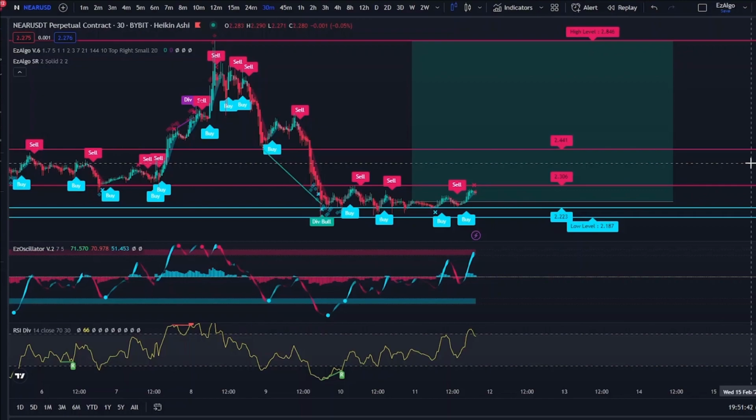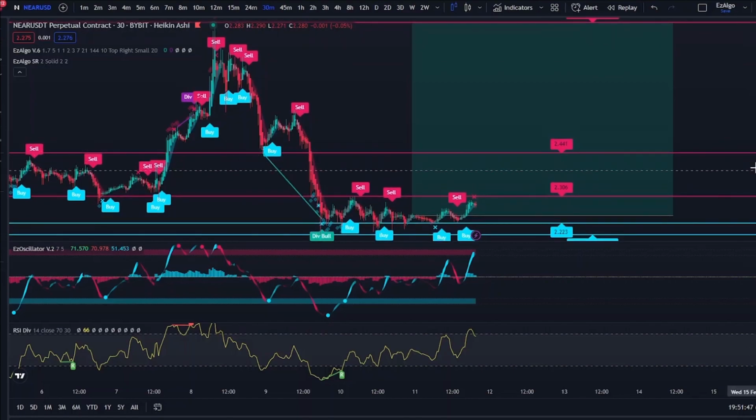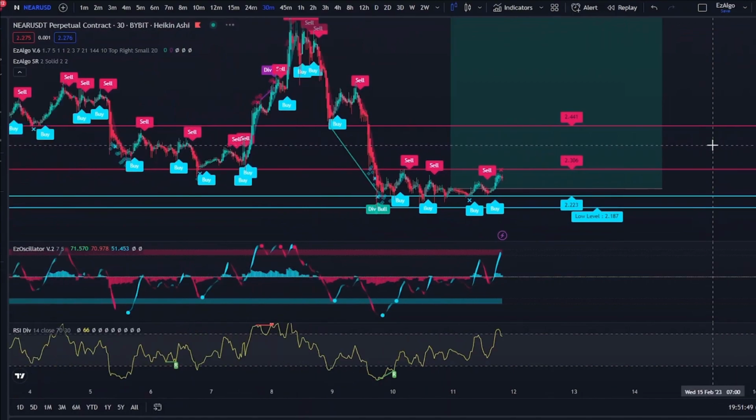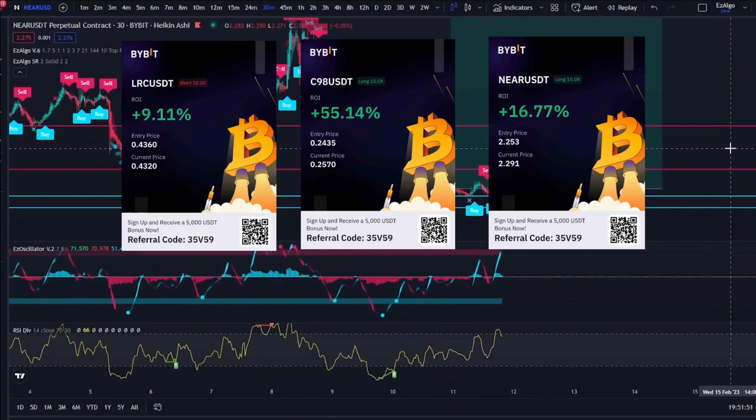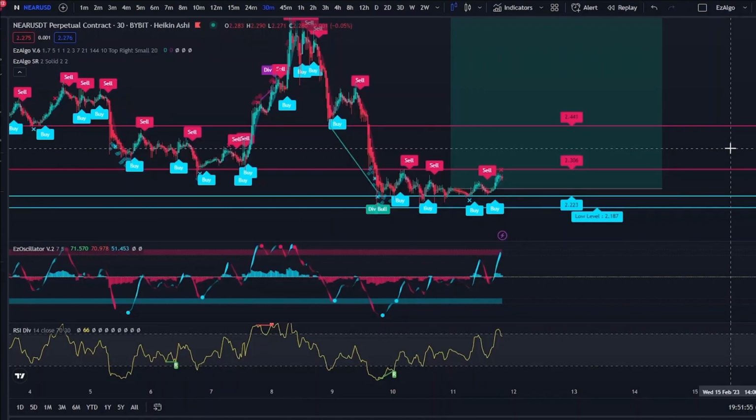I'll post the results up on the screen here so you guys know that I'm not capping. A lot of these YouTubers will talk about different trades, but they don't actually take them. Here are the results. If you guys need more results, you can go into the Discord, look at the VIP results. We're doing this every single day.